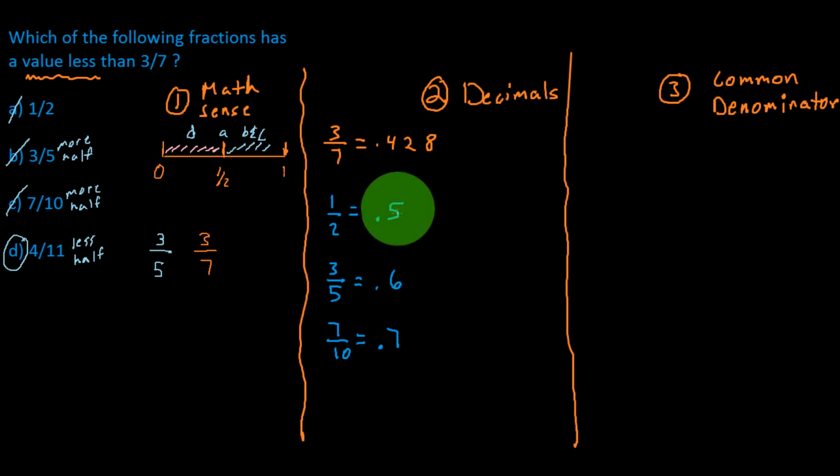And all we have to do is compare the first digits. Well, 5 is larger than 4, 6 is larger than 4, 7 is larger than 4, so we can automatically see that A, B, and C don't work, so we've got to cross them all off. The only option that's left is D, but let's just prove that 4/11 is smaller, or the value is less than 3/7 here.